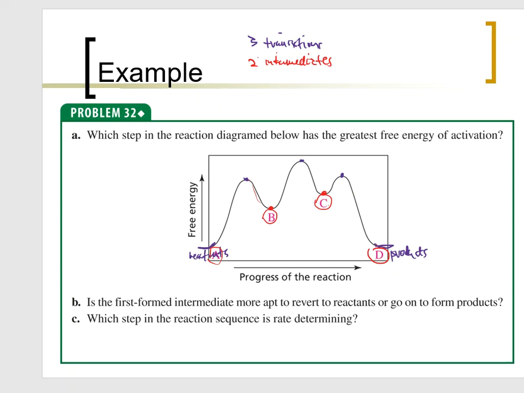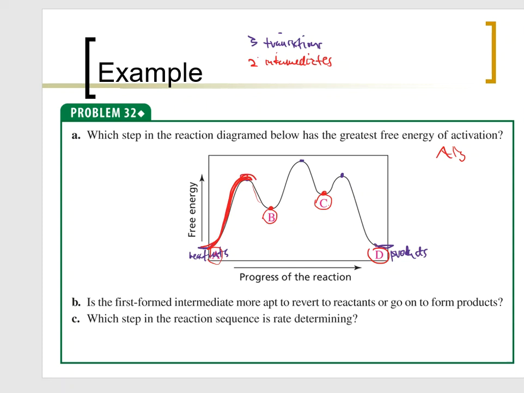Is A all the way to B, does that have a higher climb than B to C? Yes, it does. Does A to B have a steeper climb than C to D? And the answer is yes, it does. So the greatest free energy of activation is the steepest part of the curve, and that is AB. This is going to be the steepest climb right there.